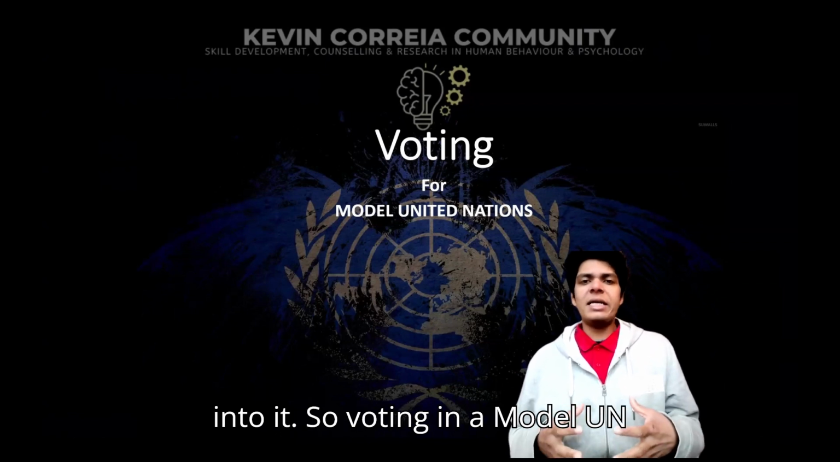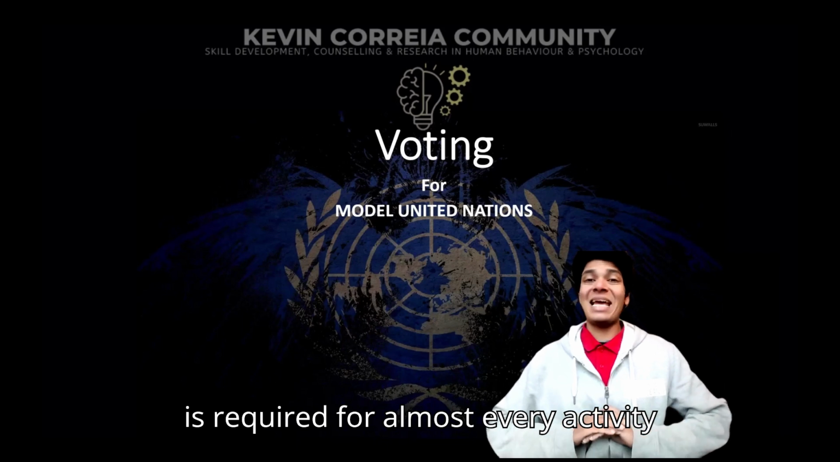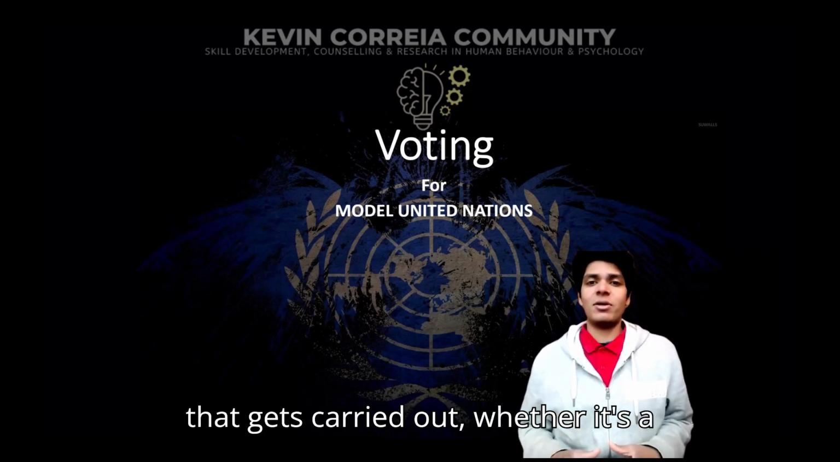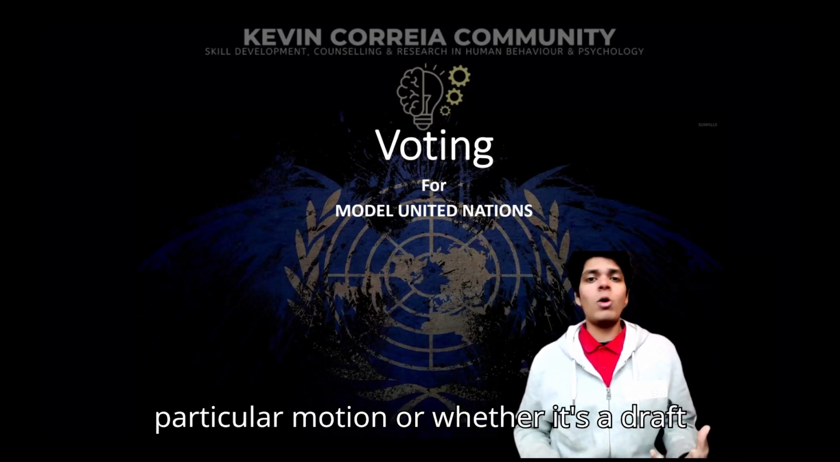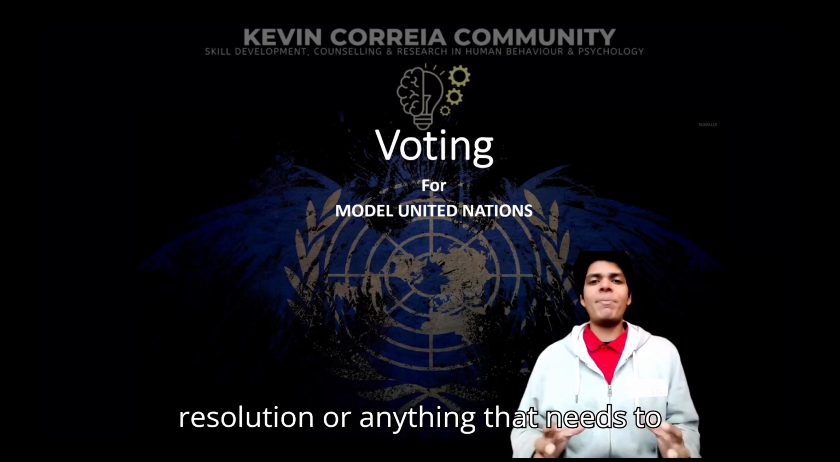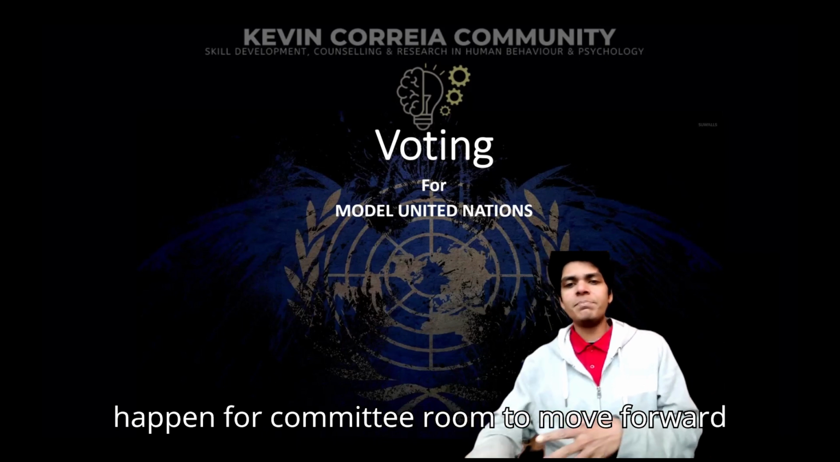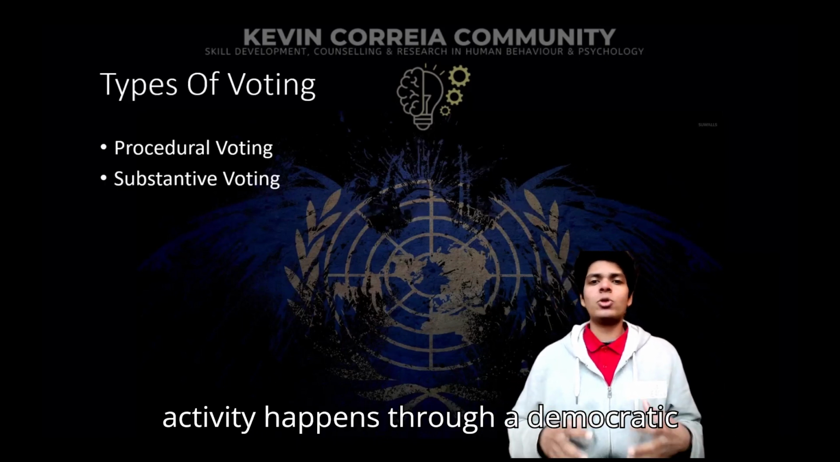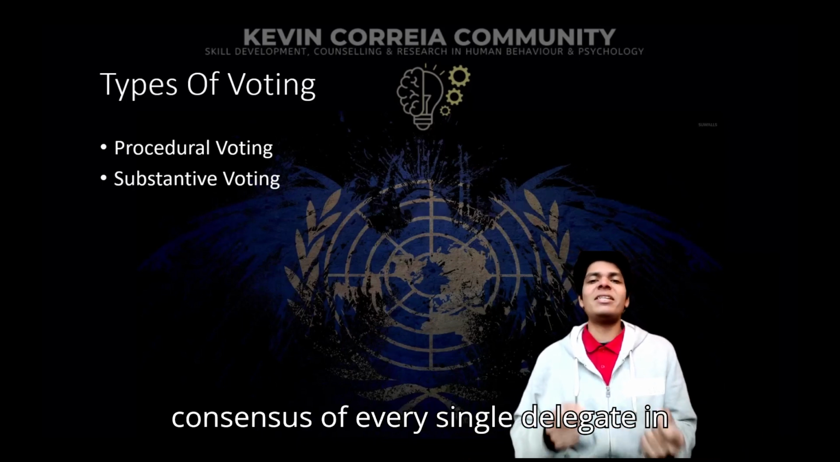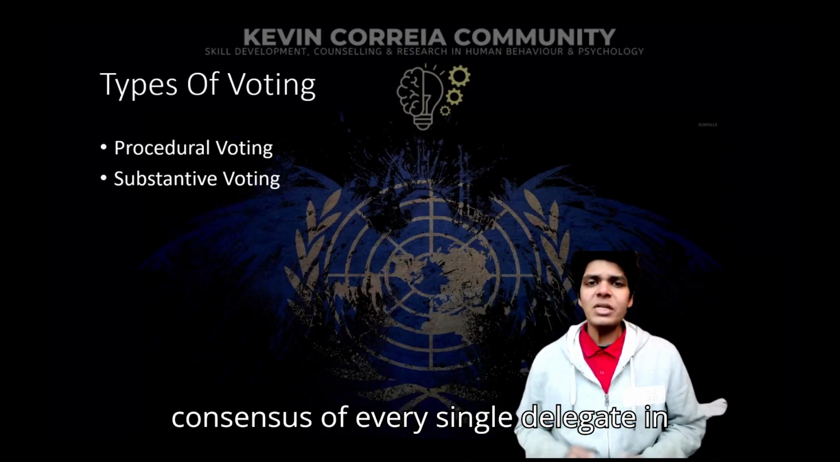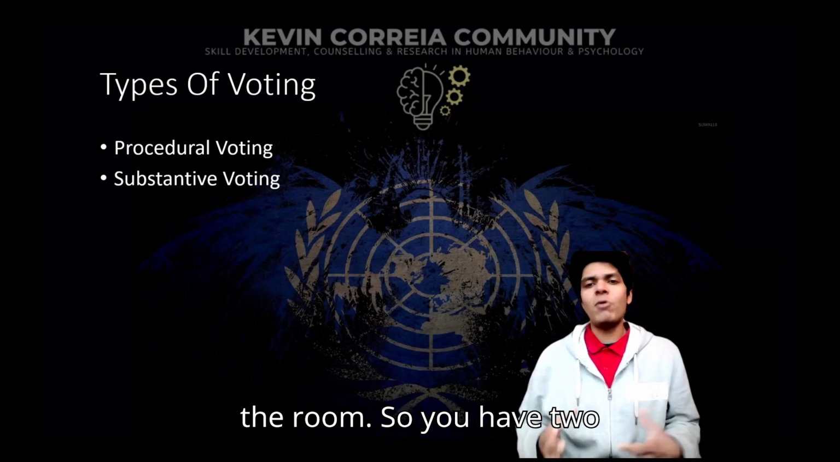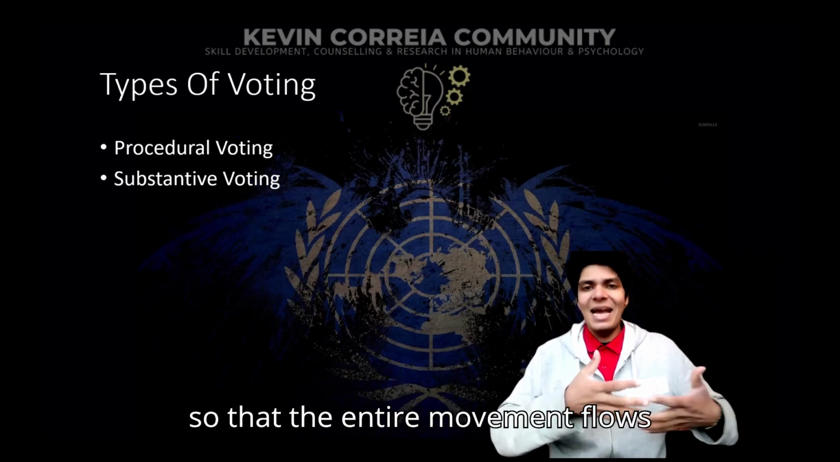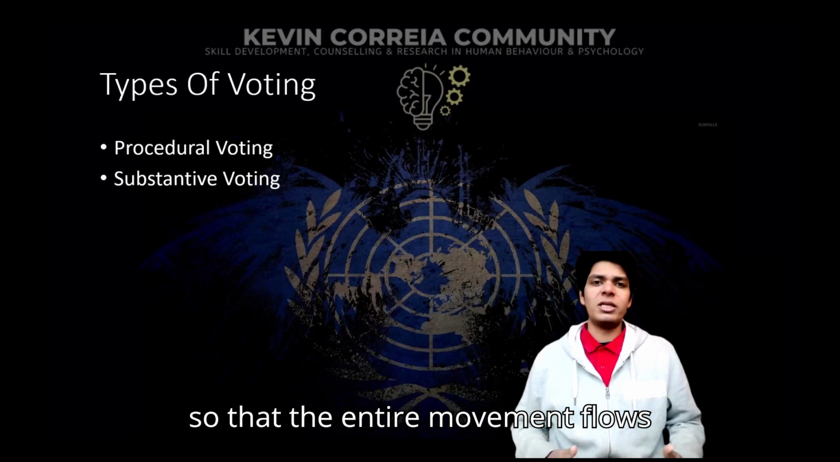So voting in a Model UN is required for almost every activity that gets carried out, whether it's a particular motion or a draft resolution, or anything that needs to happen for the committee room to move forward. It happens via voting. Why? Because every activity happens through a democratic consensus of every single delegate in the room. So you have two different types of voting so that the entire MUN flows smoothly.